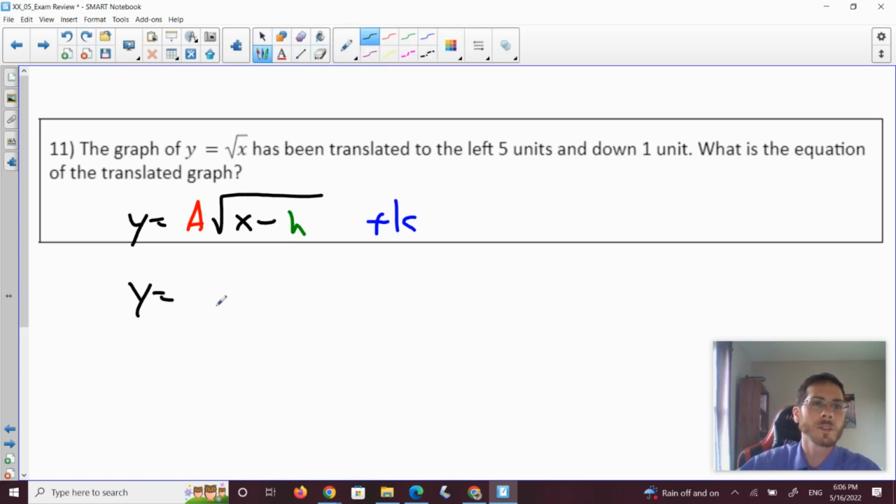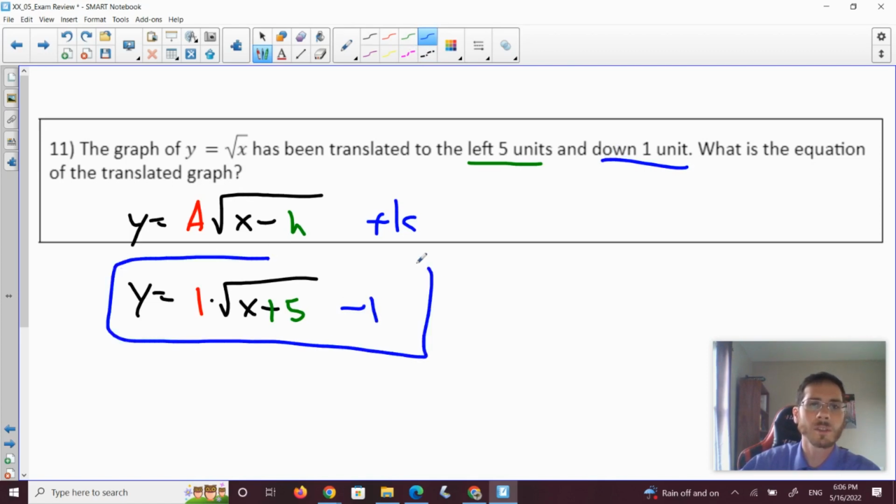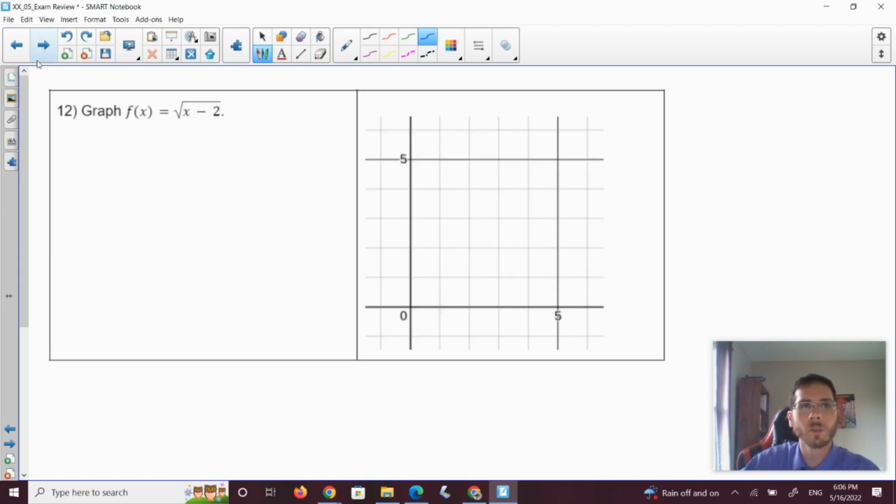So in this case, there is no a. We're not doing any vertical stretches. We're not really doing any reflections. So a is actually just 1 in this case. There's nothing up here to give us anything about a. For h, we have to go to the left 5 units, so that means we want plus 5 in there. And then k, down 1 unit, means we have to do minus 1. I can just answer that way. And that's it. So another a, h, and k one. Again, if I want to double check it, I could put it in the graph, but I'm good.